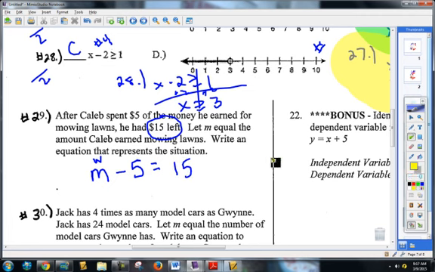That is all I will accept: M minus 5 equals 15. What would you have if you wrote 5 minus M? That would be wrong, because subtraction is not commutative. Guys, I will only accept this.